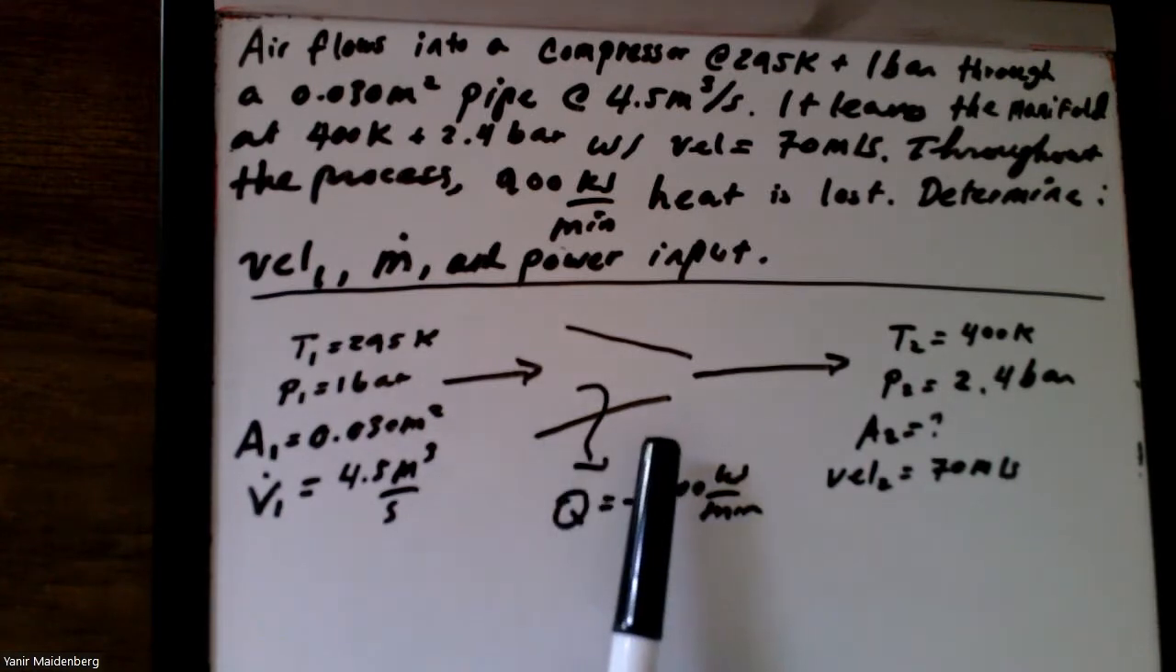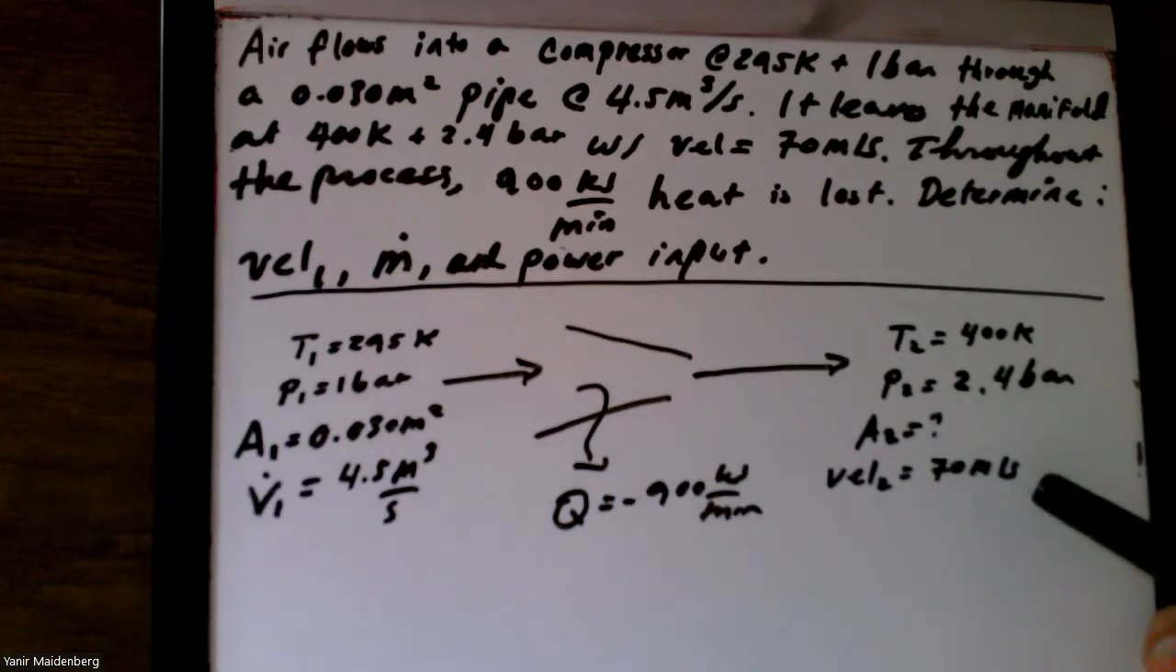It's going to enter the compressor, and obviously it's going to get compressed, and it's going to decrease its speed to 17 meters per second. The pressure will go up to 2.4 bars, and the temperature will go up to 400 K.